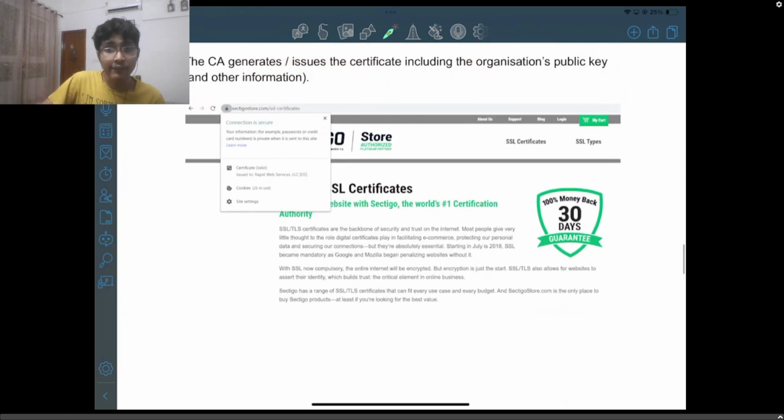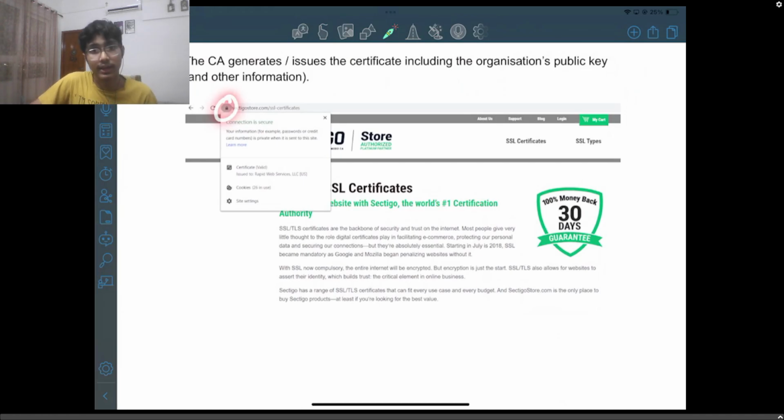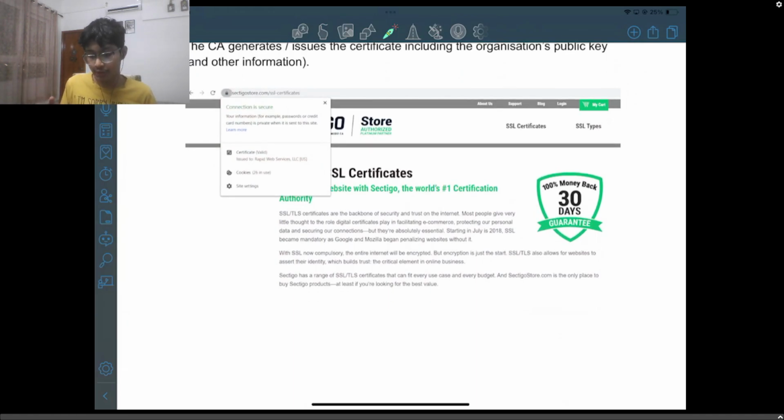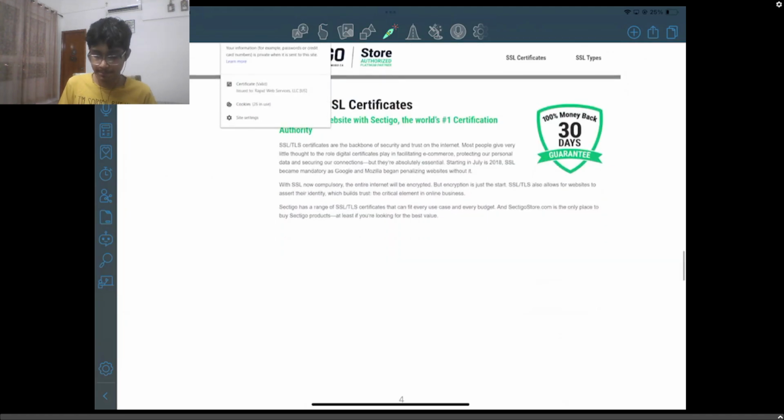If you go to any browser, such as YouTube, and click on this icon, you can see that your connection is secure because we have a valid certificate. Over here it is issued to Rapid Web Services, and in the case of YouTube, you see it's issued to YouTube or Google. So that's just to make sure they have a valid certificate.